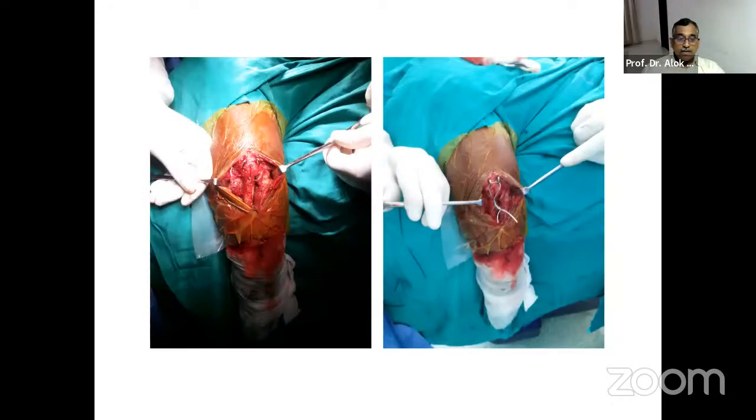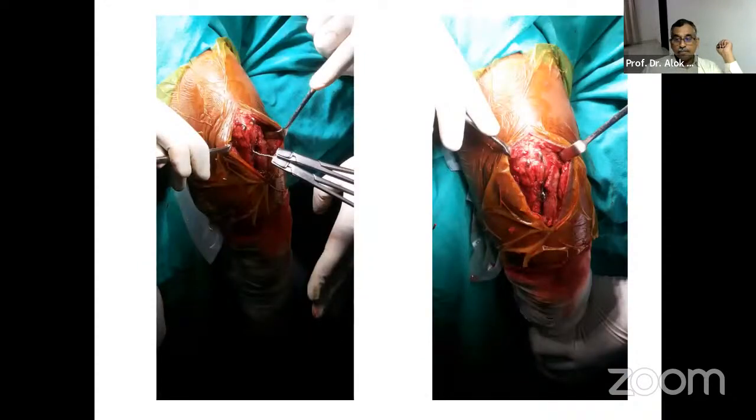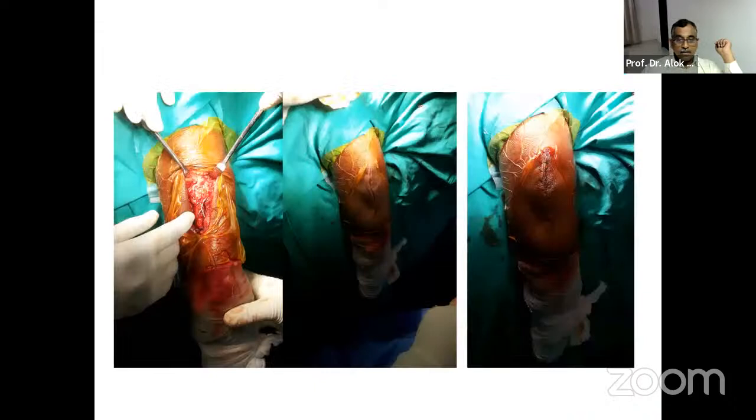So the wires have been bent, cut, a loop has been passed, and these bent ends are pushed inside the olecranon so that they don't impinge on the elbow movement. You make a knot and you can make it more tight if required by the AO loop technique. And that is the beautiful dissection, the beautiful closure, and the case is over.